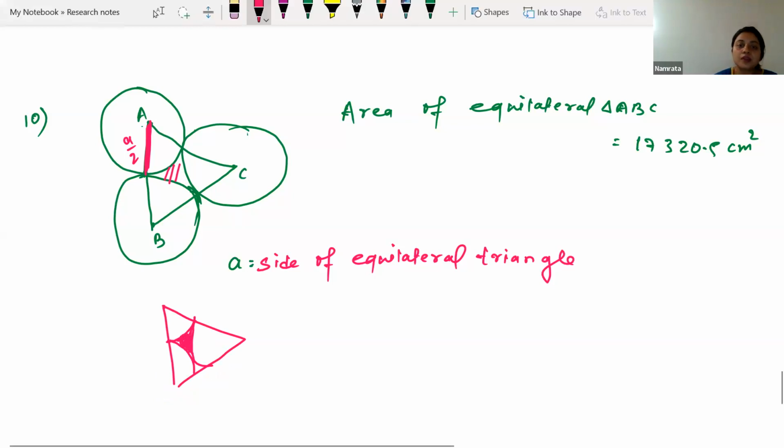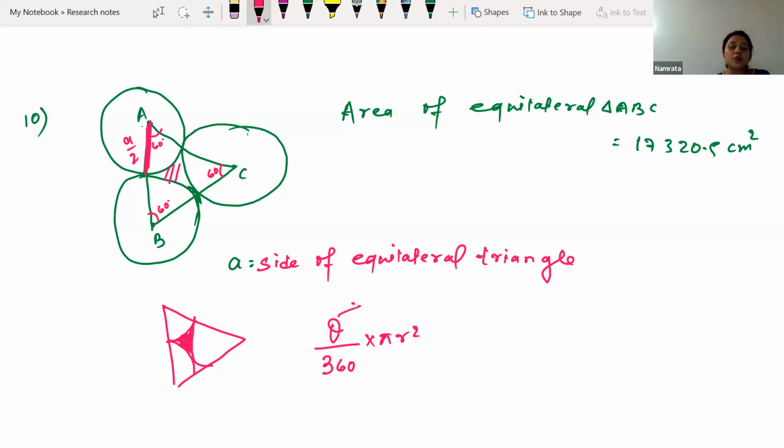Yes, ma'am. Okay, so the equilateral triangle area we already know is 17320.5. Now we have to find the sector's area of any one of the circles, and since all the circles are exactly the same, we can multiply it with 3. How will we find the sector's area? Theta by 360 into pi r square. Since it's an equilateral triangle, each interior angle must be 60 degree, right? So theta is 60 degree, but do we know the radius?